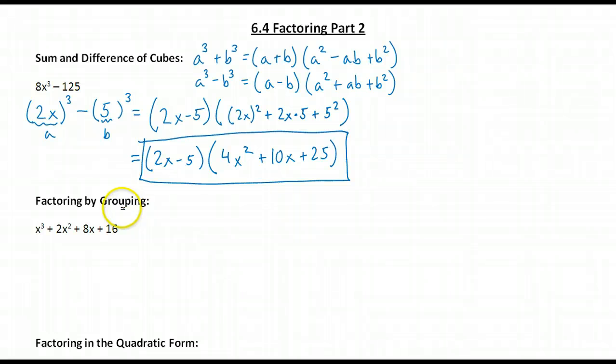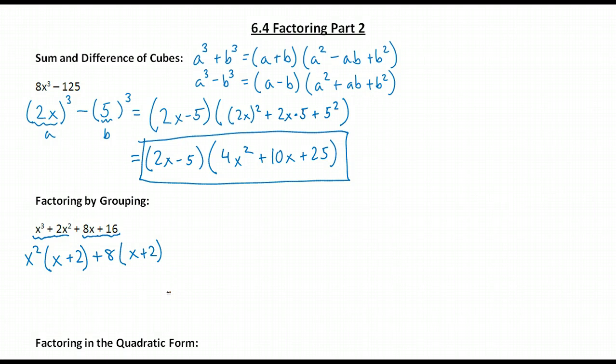To factor by grouping, we have a cubic, 1, 2, 3, 4 terms, a quadnomial. I'm going to group my first two terms together and my last two terms together. My first two have an x squared common. So I'm going to factor an x squared out, and I'm left with x plus 2. And my last two have an 8 common. So I'm going to factor an 8 out of my last two terms. Now I've gone from 4 terms to 2 terms.